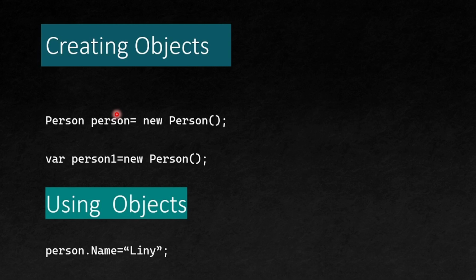Now that we have an object, we can access members of that object, like accessing the name field and giving it a value, or we can call one of its methods: person.Name equal to Lini, or person.Introduce.